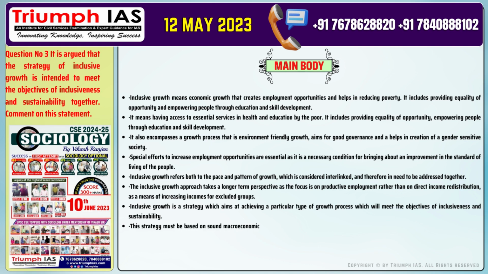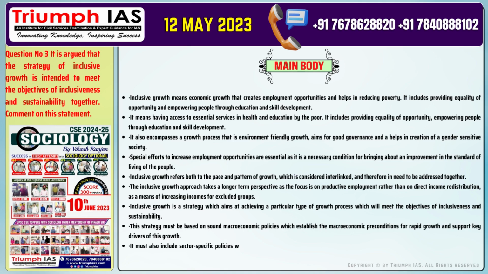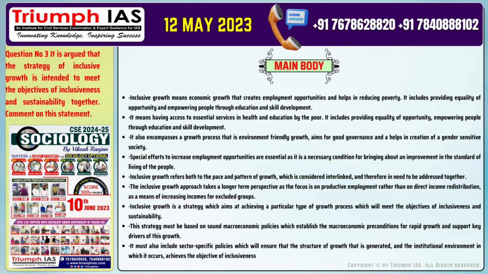Number 8. This strategy must be based on sound macroeconomic policies which establish the macroeconomic preconditions for rapid growth and support key drivers of this growth. Number 9. It must also include sector-specific policies which will ensure that the structure of growth that is generated and the institutional environment in which it occurs achieves the objective of inclusiveness in all its many dimensions.